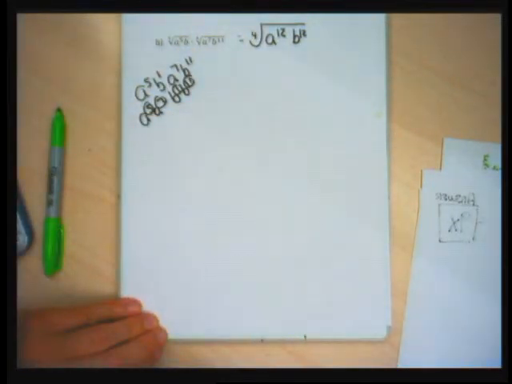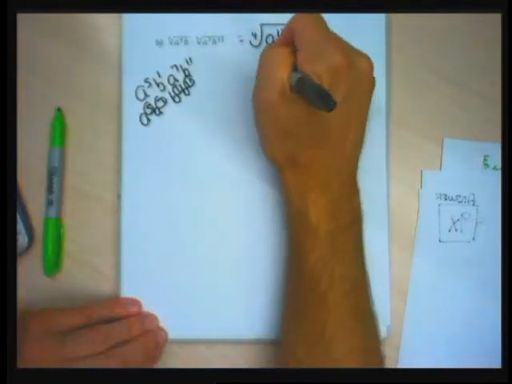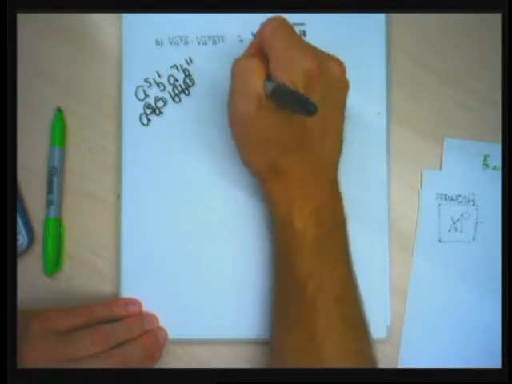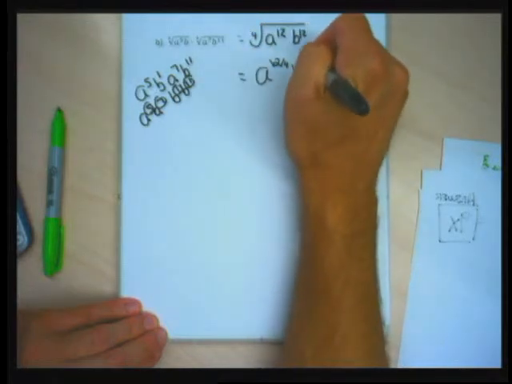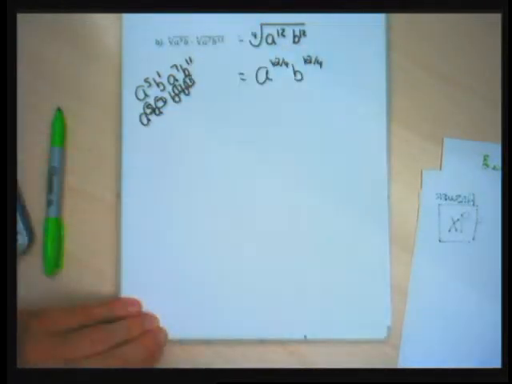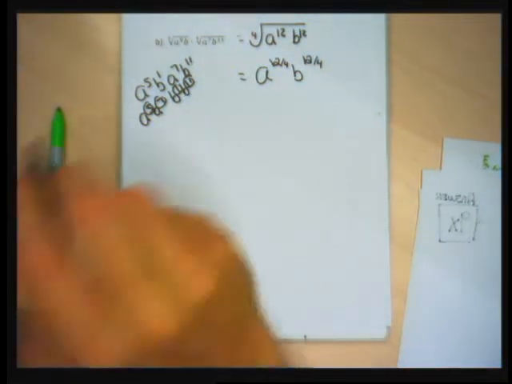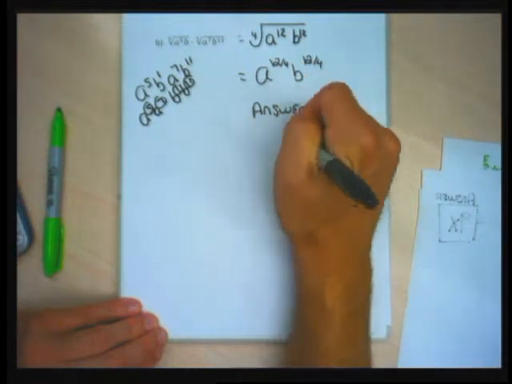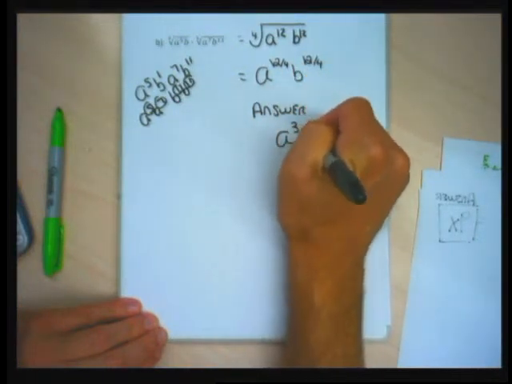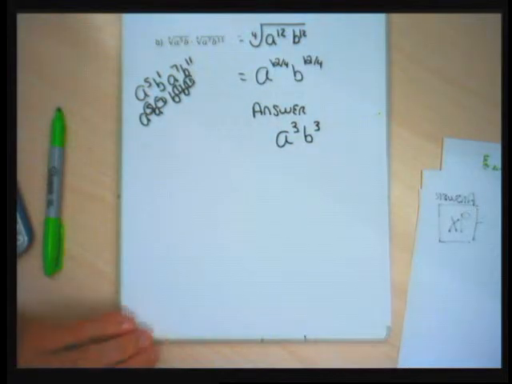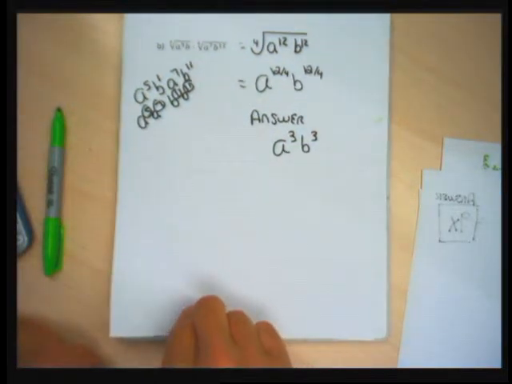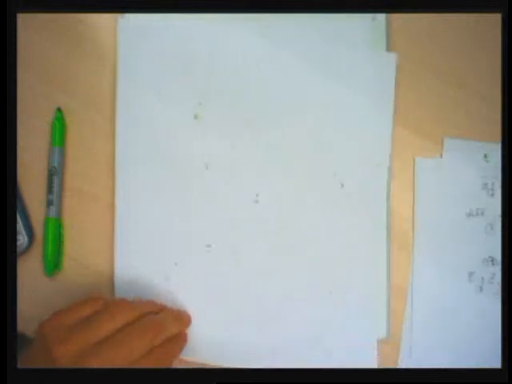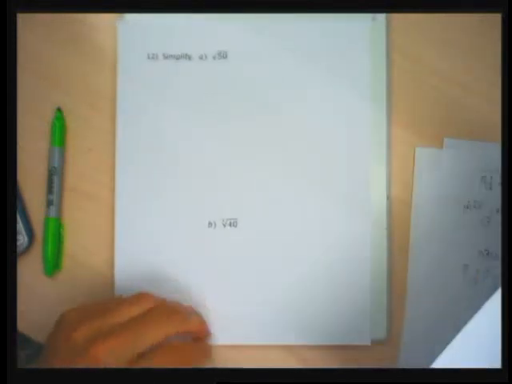And again, if the exponent on a letter is divisible by the index, the nicest way to drop the index, or the radical, should I say, is just to divide the exponent by that index. So for an answer to this problem, I'd get a to the 3rd power, b to the 3rd power. There are other ways to get to that answer, but none that are significantly better.